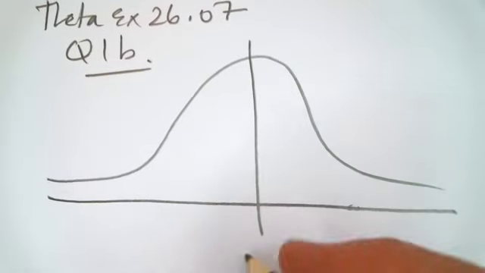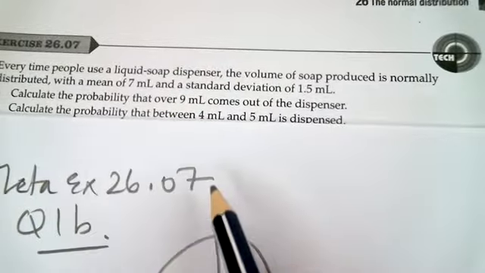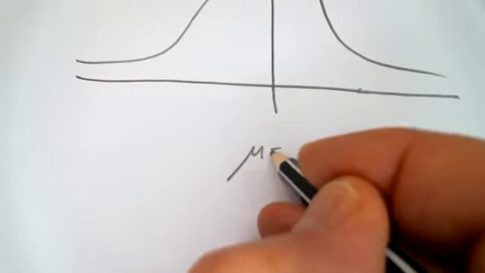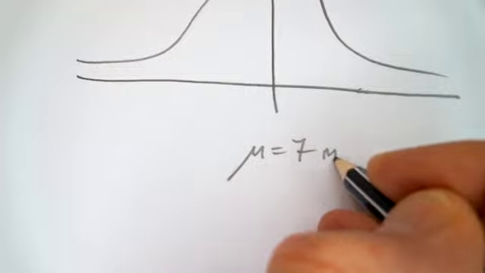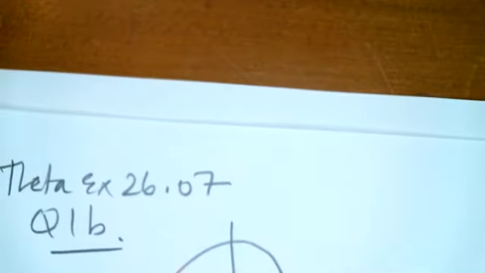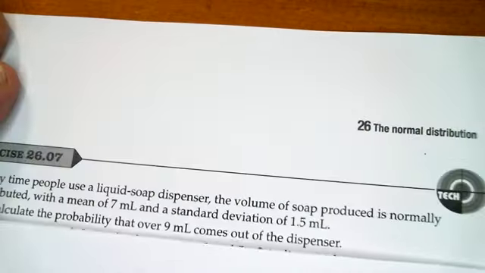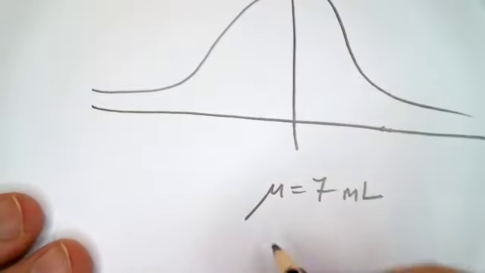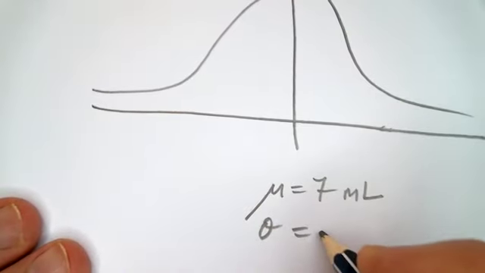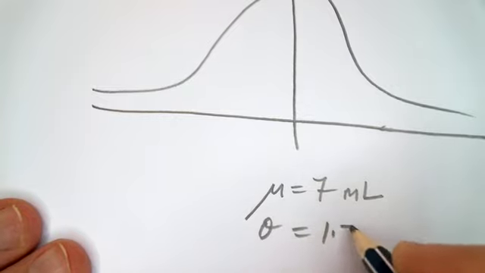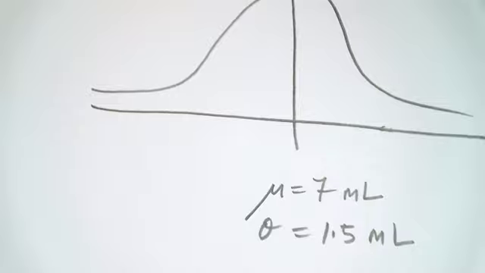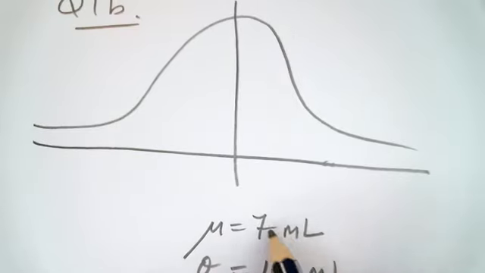All right, so we've got our mean, and our mean hasn't changed. It's 7. So here's our mean. That's equal to 7 milliliters. And our standard deviation is 1.5, so standard deviation is equal to 1.5 milliliters. Now what we're wanting, of course, is we've got these values here in milliliters.